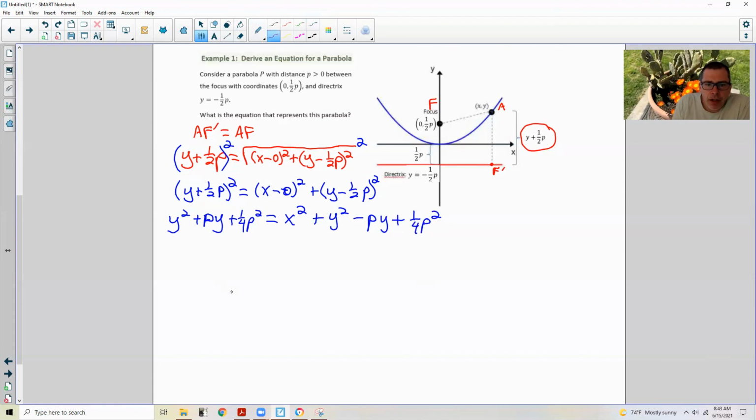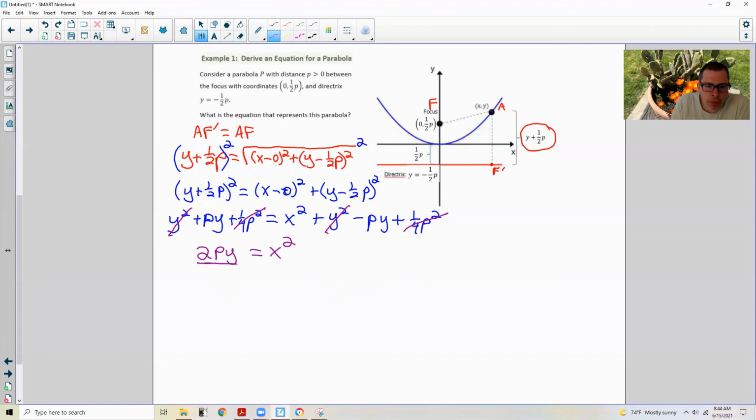Okay. All right. This looks really messy, but it's not that bad. Y squared on this side will cancel with a y squared on this side. Plus 1/4 p squared cancels with plus 1/4 p squared here. And I move this py over here, add py to this side, that will give me 2 py's equal to x squared. Okay, so that cleaned up nicely.